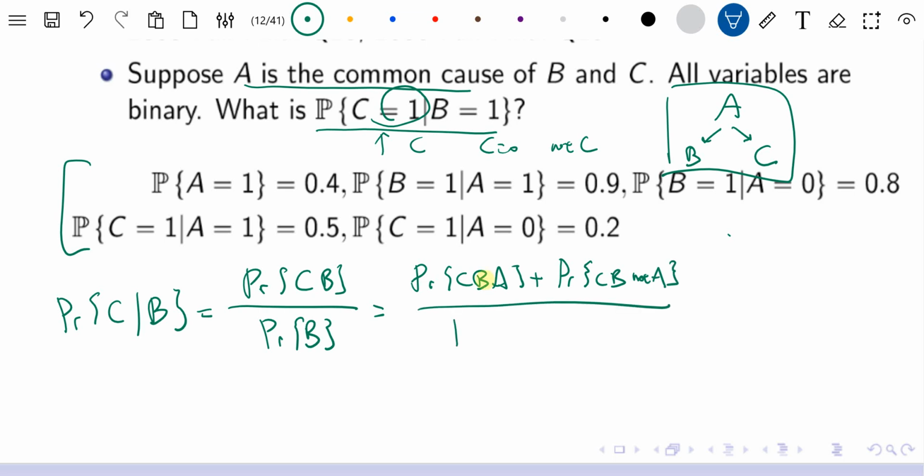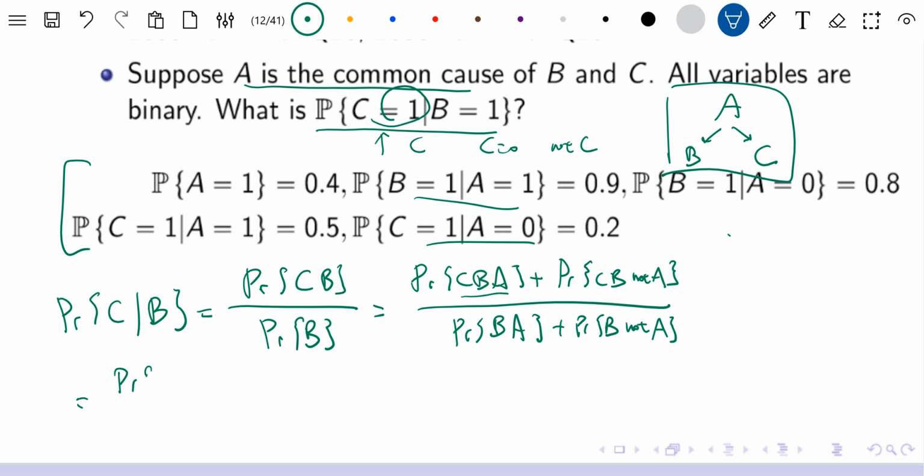Divided by, on the bottom we could do the same thing. This is just a marginal distribution of B and A at the same time, which is P(B, A) and P(B, not A). So then we can convert these joint probabilities as a function of these conditional ones that are given in the table. So let's try to write that down.